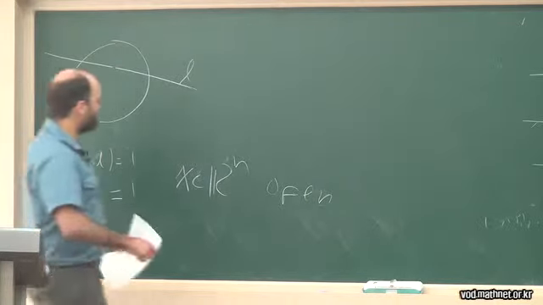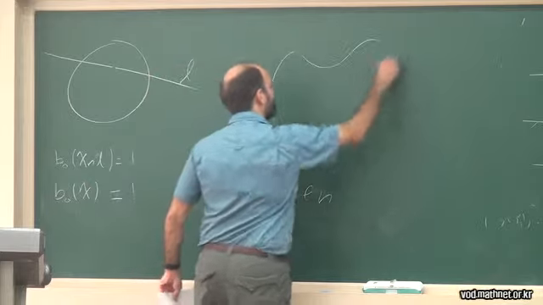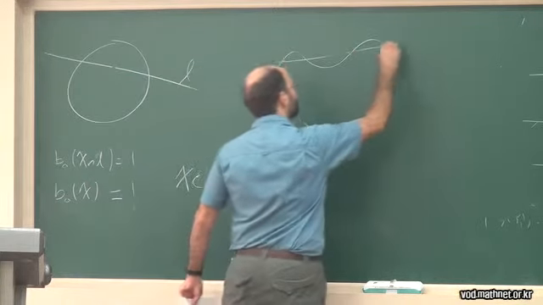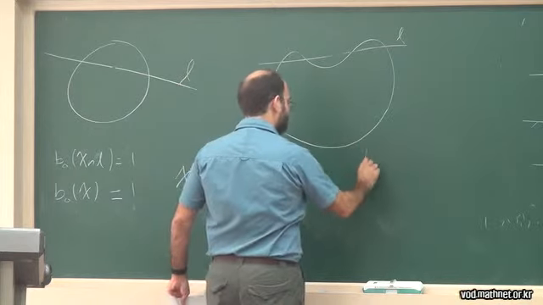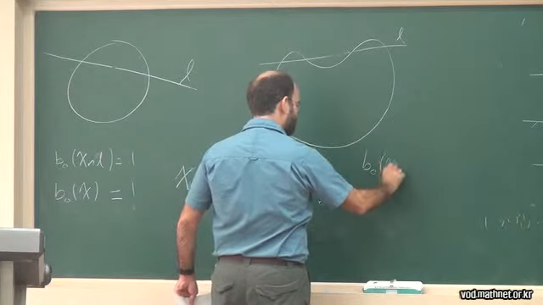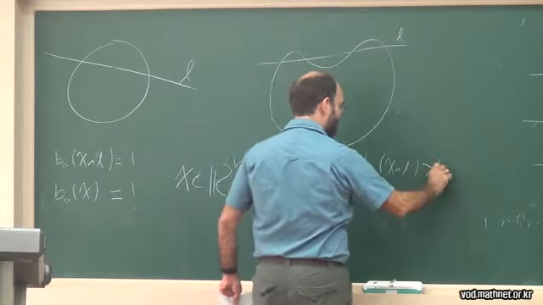Okay. However, if something is not convex, so if X is not convex, then it's possible to have a line L. In fact, it's not convex if and only if there exists a line L, so that the 0th Betti number of X intersect L is bigger than the 0th Betti number of X.